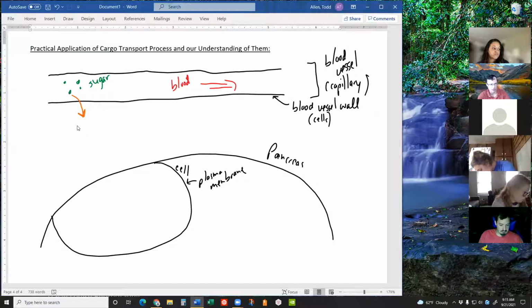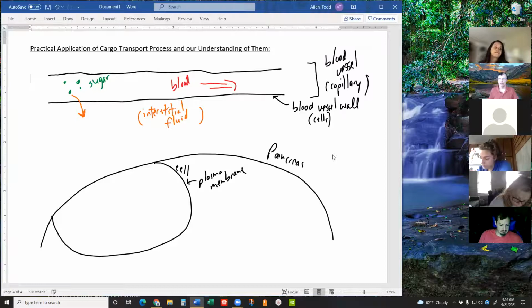So let me ask you this in the chat window. This space here that's outside the blood vessel and also outside the pancreas cell, what is it? What is this space that I've just put orange parentheses around? Okay, thanks, Lauren. I'm going to go with your answer right away. It is the interstitial space, also known as the extracellular fluid space. So this is where you're going to find interstitial fluid.